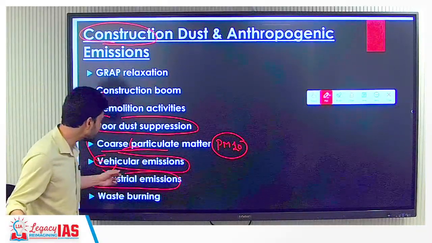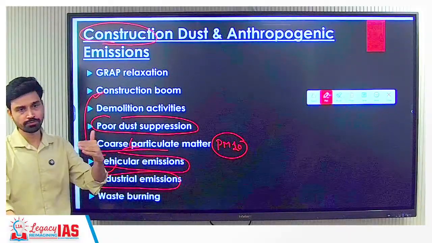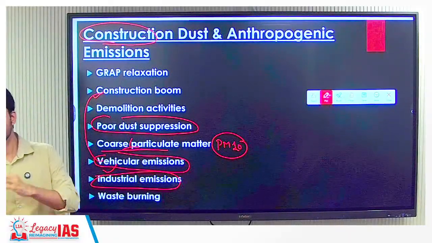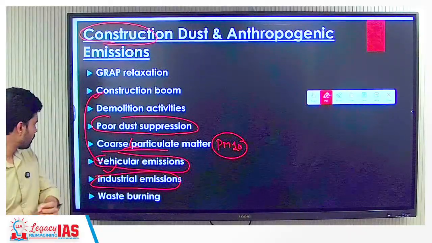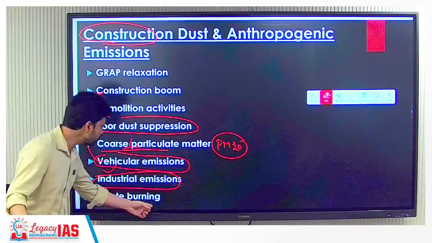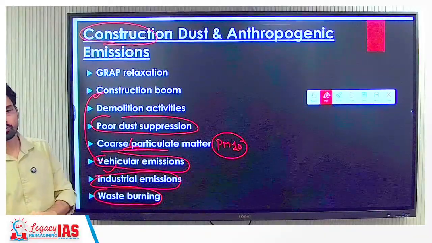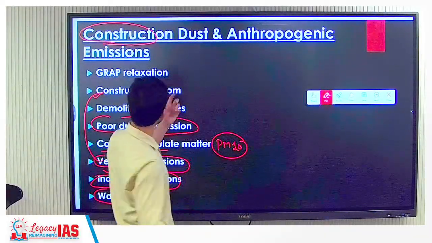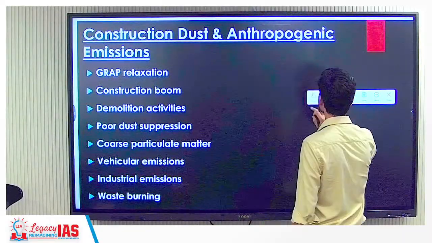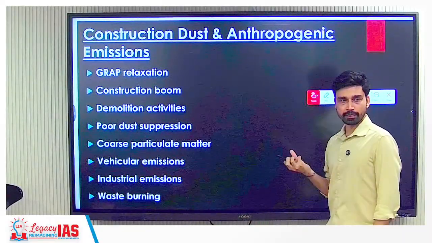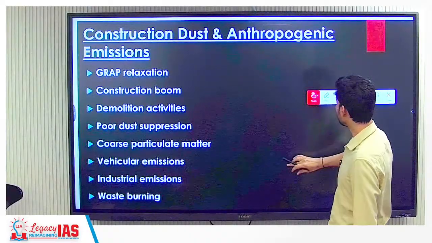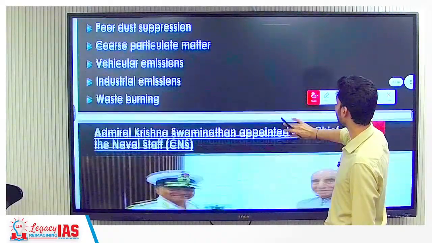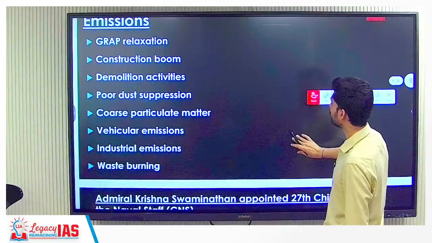Industrial emission: industrial activity is picking up because India is shifting from an agriculture economy to an industrial economy, a services-based economy. Plus, many times the burning of waste in the urban areas also contributes to deterioration in air quality, right? So that we can relate with the anthropogenic. Anthropogenic means anthropo plus genic. Anthropo means human, genic means genesis, formation, origin. So human origin.